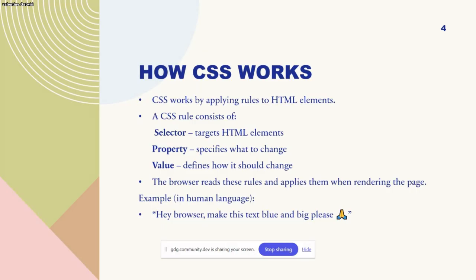So how does CSS work? CSS works by applying rules to HTML elements. A CSS rule consists of a selector, which targets HTML elements, a property, which specifies what to change, and a value, which defines how it should be changed. So the browser reads these rules and applies them when rendering the page. Example, as a human, you can say, hey browser, make this text blue and big, please.